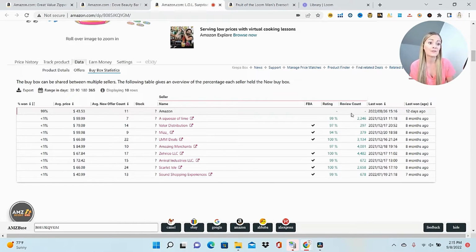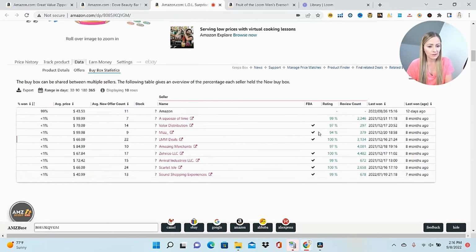So this would absolutely not be a product that I would want to jump on. Number one, because it's not steady. Nothing is steady about this. The buy box is changing all over the place. Number two, Amazon's on it. Sometimes it's okay to jump on a listing that Amazon is on as long as they're sharing the buy box. But in this case, they're not sharing it at all.